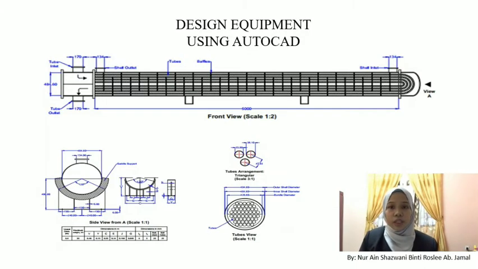The figure shows the design of the heat exchanger. The upper picture shows the design of the baffle, while the bottom picture on the left side shows the design of the saddle support and nozzle, while the right side shows the design of the tube bundles.